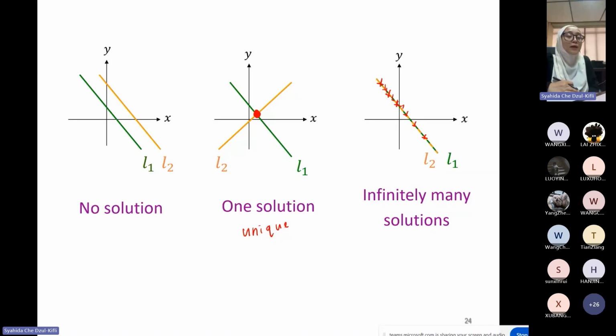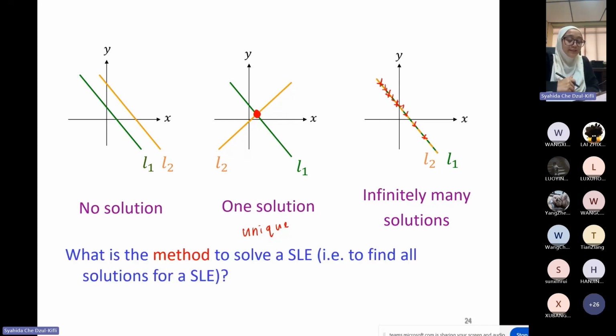All right. So to find a solution of a system of linear equations, we are not going to draw the graph for all cases, because we might have systems of linear equations with more than 3 variables. For that case, we are not able to draw the graph. So what is the method to find the solutions of a system of linear equations?